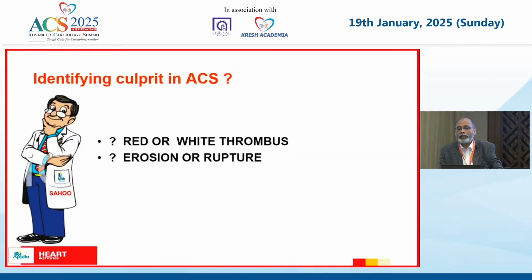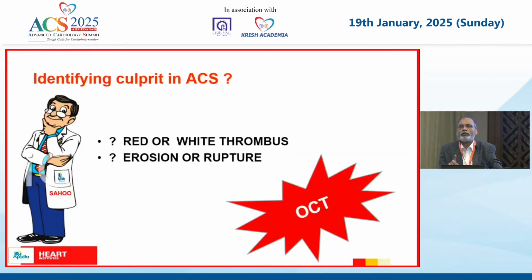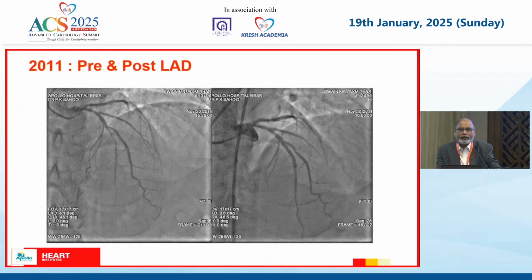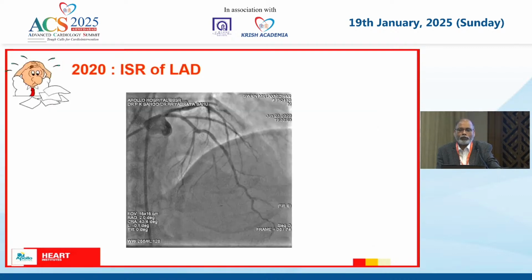Now, red or white thrombus, erosion or rupture, all you can know by OCT only, not IVUS. Next, tackling ISR, definitely for ISR, the best way is to go for an OCT. So, for example, this case was done in 2011, and here we did an OCT to know what is going on.